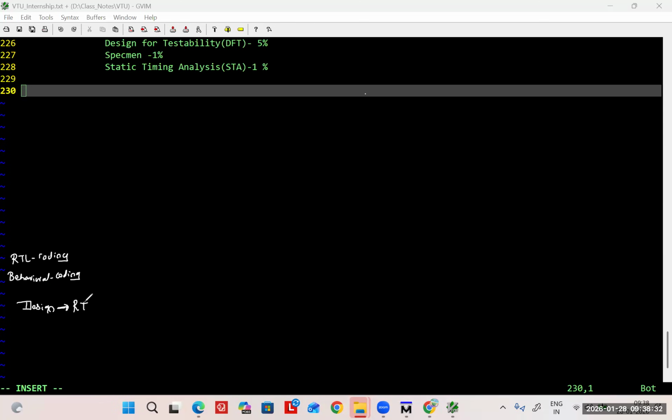RTL design, correct. RTL design means that 1000 line code, and the one line code is the other one. Now the question comes: RTL is very lengthy, 100% very lengthy. Behavioral is one line, 100% correct. Then why am I using RTL code? Why RTL coding instead of behavioral coding?